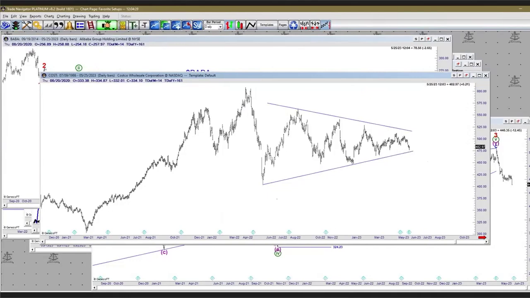What's the difference between ABC and WXY? Nothing really. An ABC can complete a correction. A WXY can complete a correction. Sometimes a correction turns into 2 ABCs. That's allowable. It's kind of a short answer, but that's pretty much it. They're just a different form of corrective pattern, but they're still corrective.